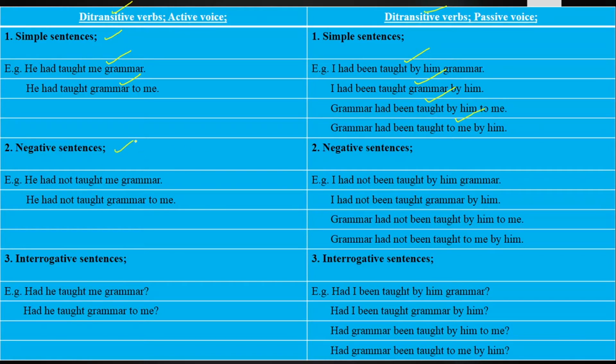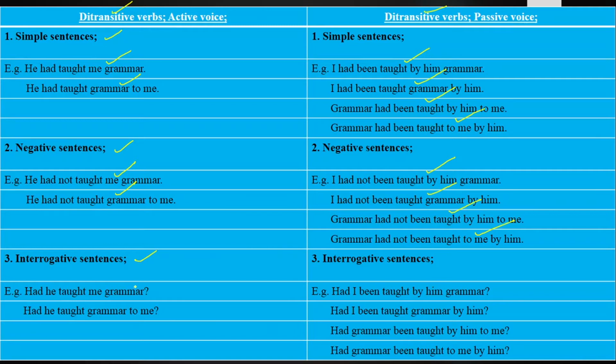Negative sentences of past perfect tense. He had not taught me grammar. He had not taught grammar to me. I had not been taught by him grammar. I had not been taught grammar by him. Grammar had not been taught by him to me. Grammar had not been taught to me by him.